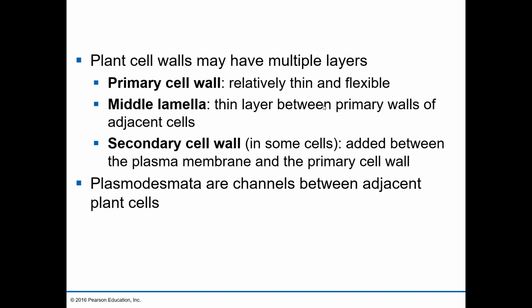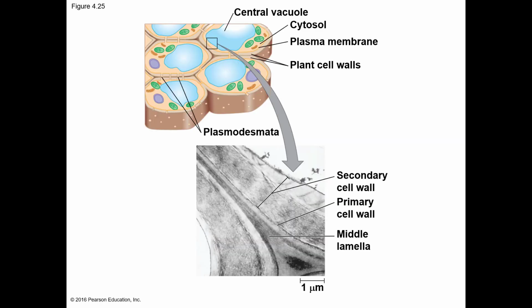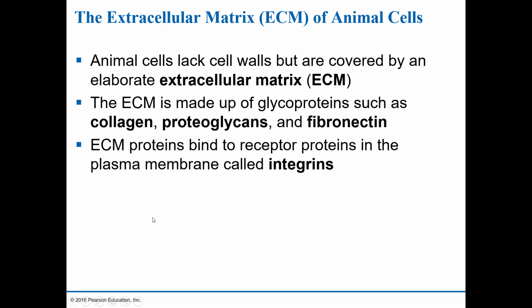Plasmodesmata are channels between adjacent plant cells. So if we look here, we still have a plasma membrane. Plasma membrane is always on the inside. The cell wall is always on the outside. Plasmodesmata are like little channels or little dashes or holes that can allow movement and talking between the cells.